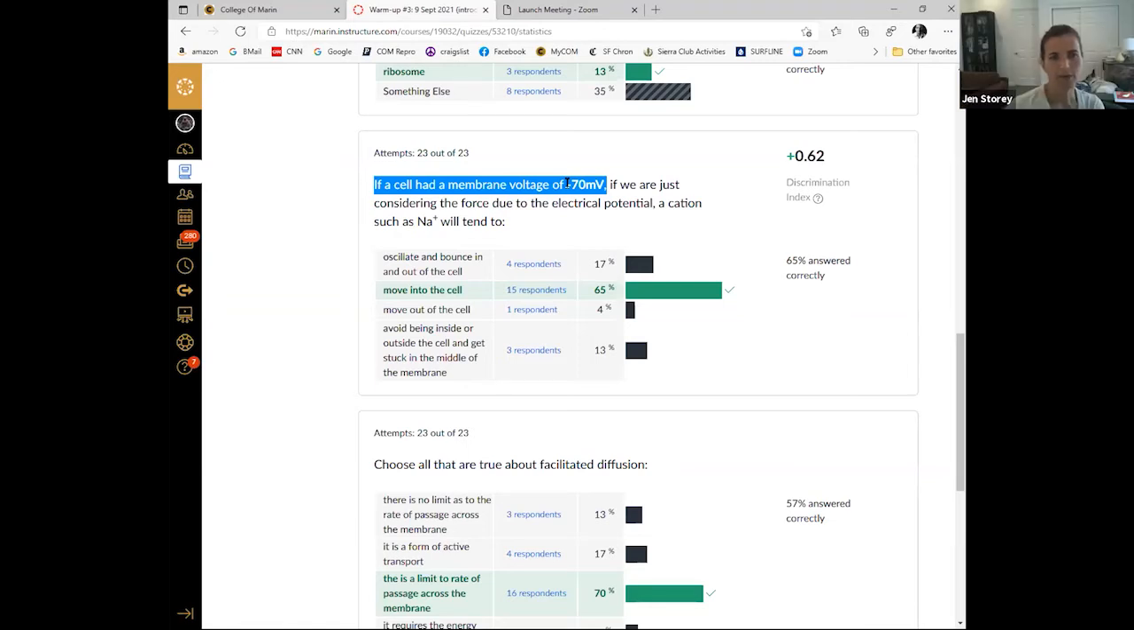Is there any time when it would not do anything, oscillate and bounce in and out of the cell? No, that doesn't make sense. That was supposed to just be kind of a goofy answer. Yeah, I mean, if there was no potential at all and no diffusion gradient at all, then it would be kind of random whether or not it's moving one way or another. But so I guess that could be. But I was trying to come up with answers, because you want to have a variety of answers. So I was like, okay, what could I put there? Let's put one. That'd be kind of fun. Let's say it's going to bounce.